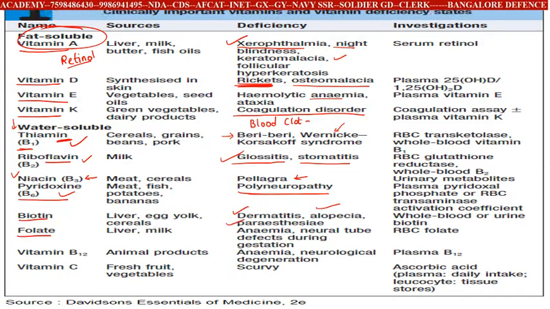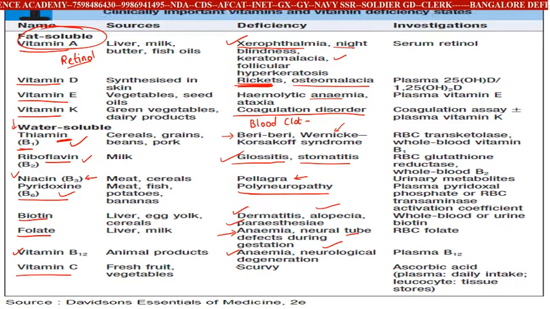Next you have folate. Folate deficiency will cause anemia and neural tube defect during gestation. Vitamin B12 is called cobalamin. Here you have anemia and neurological degeneration. And last but not least, ascorbic acid, vitamin C, its deficiency is called scurvy. So these are the important things that you have to remember from the health and disease chapter of pathogens, and then vitamin deficiency.